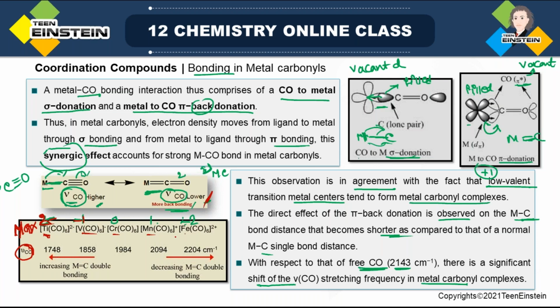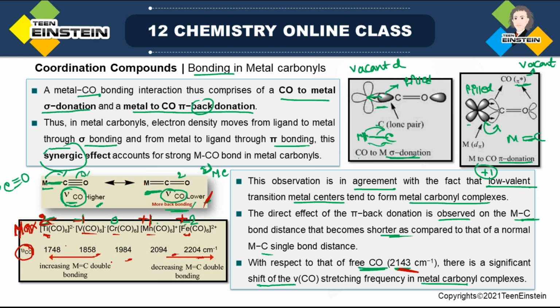But as you are moving towards the right hand side, it is becoming deficient. From -2, then -1, then 0, then +1, then +2. That means now the metal is not so electron rich that it can make proper pi back donation. So that is why look at this value, gradually it is increasing, right? 2204. Now 2204, it is almost very close to the free CO value.